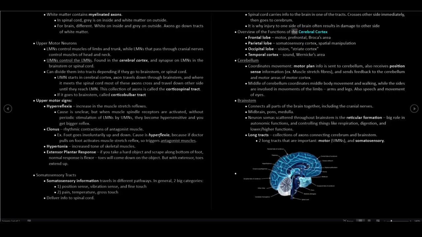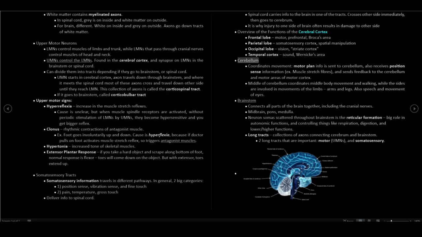Overview of the functions of the cerebral cortex. Frontal lobe: motor, prefrontal, Broca's area. Parietal lobe: somatosensory cortex, spatial manipulation. Occipital lobe: vision, striate cortex. Temporal cortex: sound, Wernicke's area.